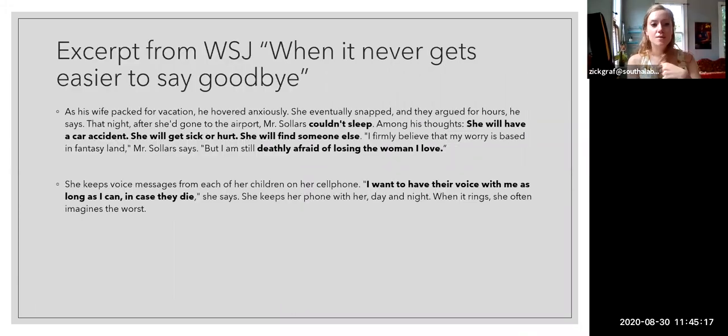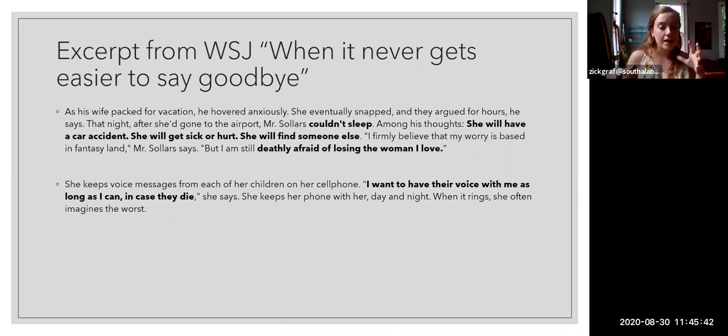Another suggested reading is a Wall Street Journal article that there's a PDF of in the Google Drive folder and on Canvas. The article is called "When It Never Gets Easier to Say Goodbye," and it profiles two adults with separation anxiety. The first one is a middle-aged man who has separation anxiety from his wife, and the article describes his reaction to her going on a cruise for a couple of weeks with her friends.